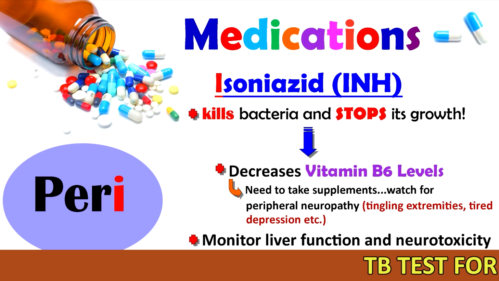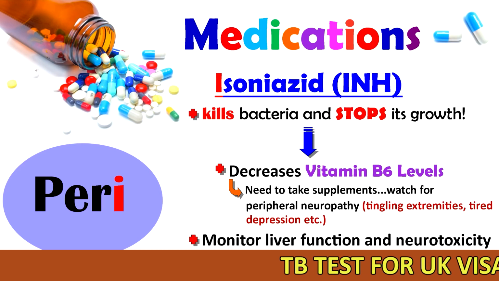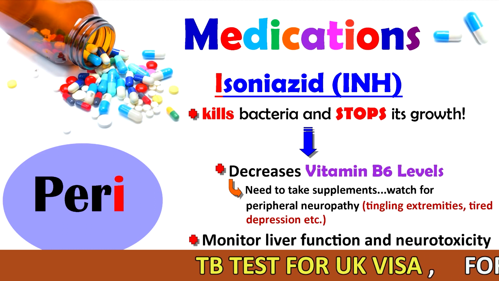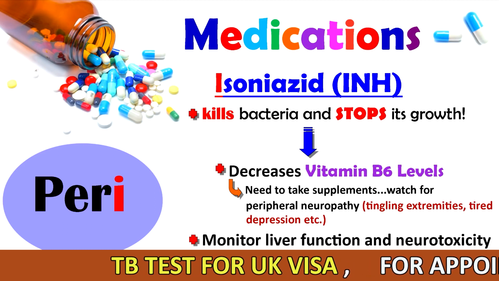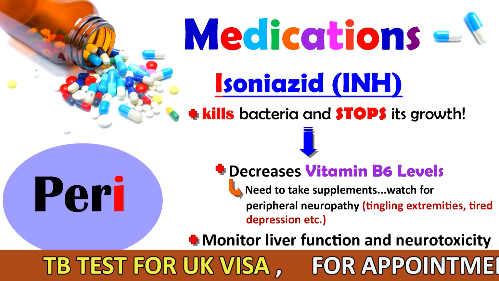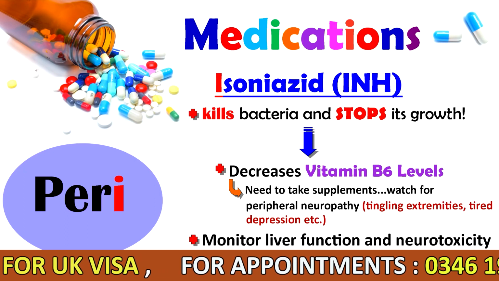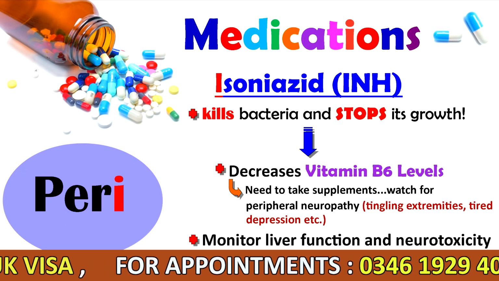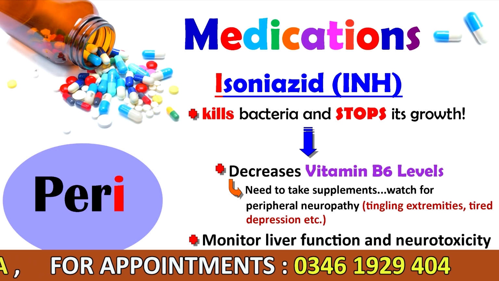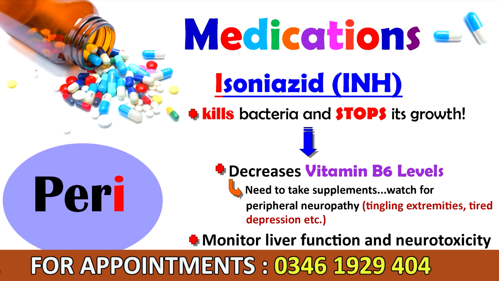And what this drug does is it kills bacteria and stops its growth. But one thing that this drug can also do is decrease vitamin B6 levels. So a lot of patients who take this are going to be on supplements, and you'll want to assess your patients for that peripheral neuropathy that can happen during low vitamin B6 levels. Like ask them, are you having tingling in your extremities? Do you feel excessively tired, or have depression, which can all point to vitamin B6 being low. And again, monitor liver function and for neurotoxicity.